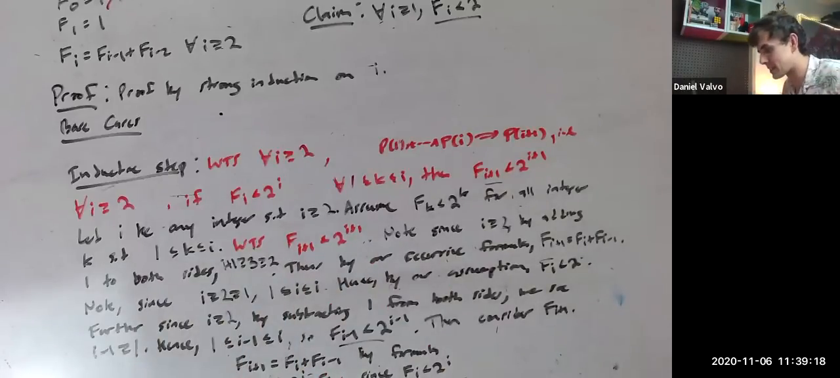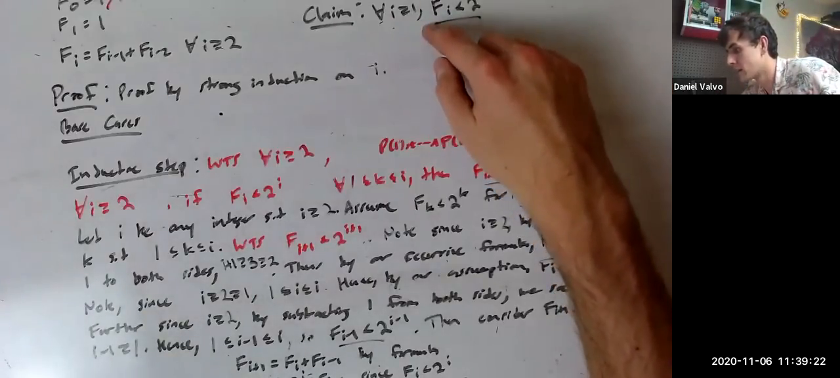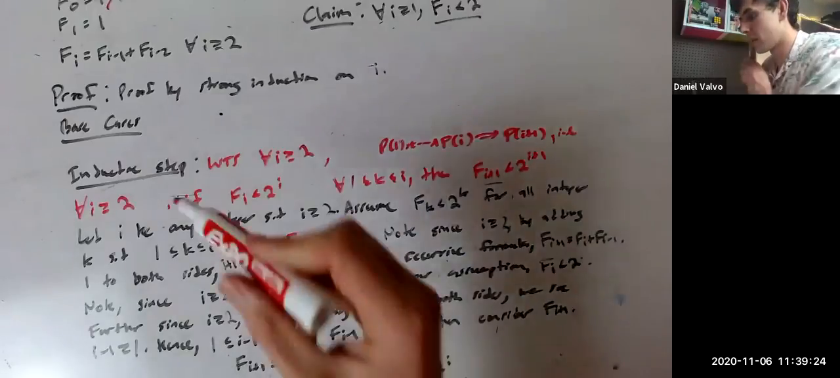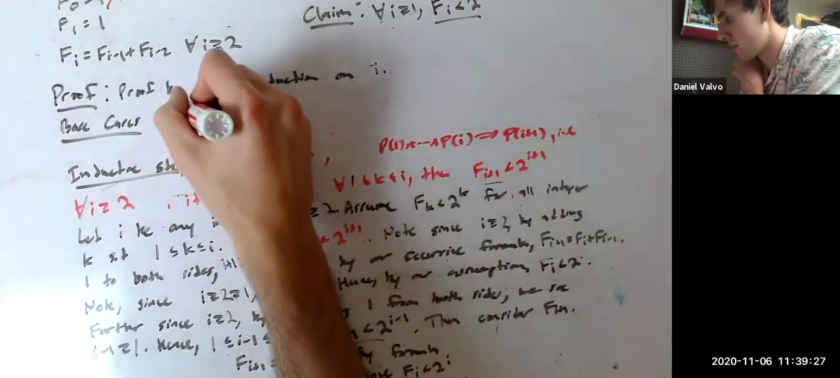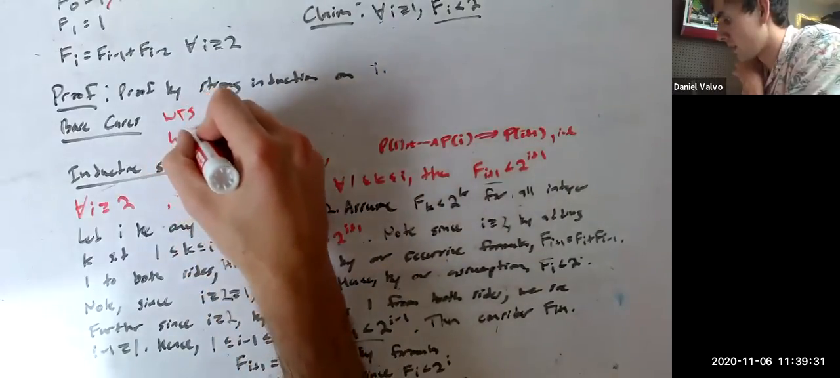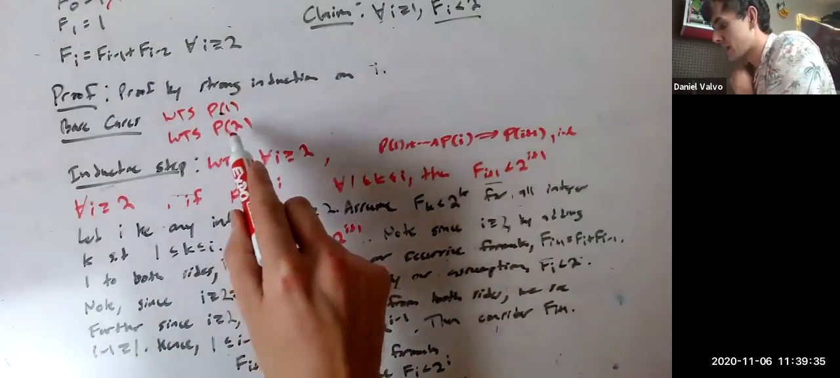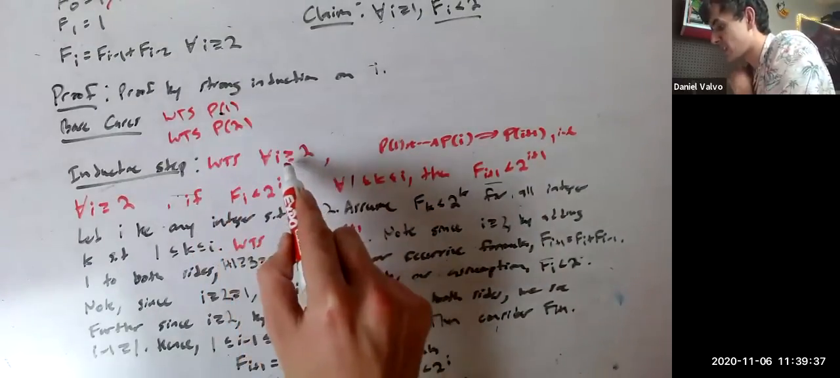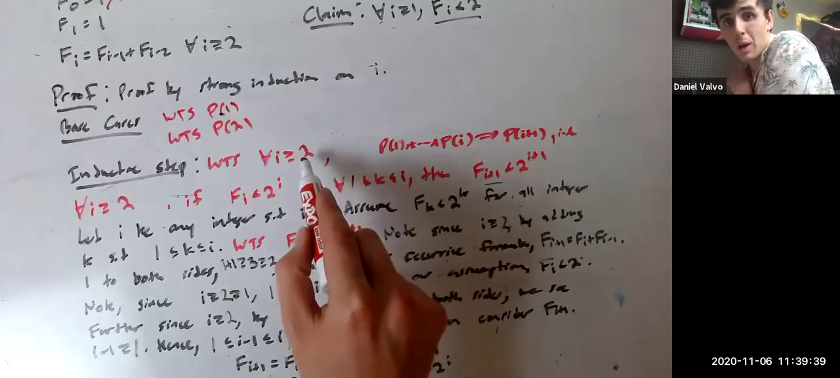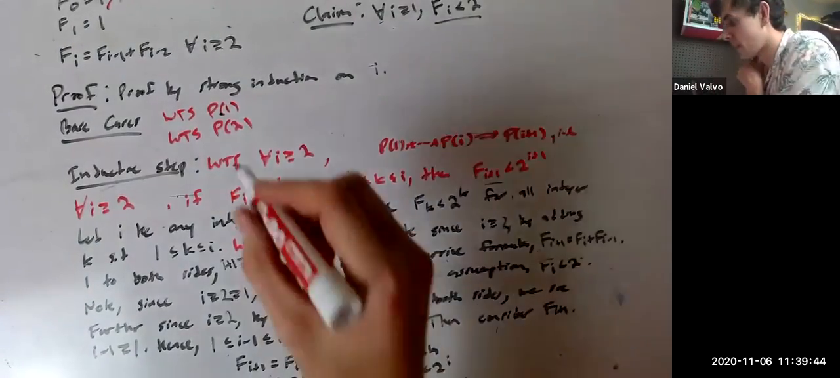So for our base cases, though, what do we need to show? We're trying to show that it's true for all i greater than or equal to 1. And so we want to show P of 1. We also want to show P of 2, right? Because whatever our last base case is has to line up with i greater than or equal to 2, because that's when the recursion takes over. So it needs to pass the torch.